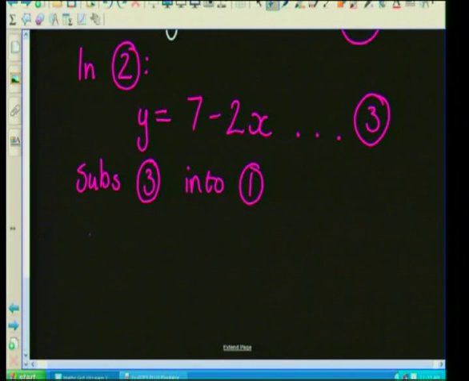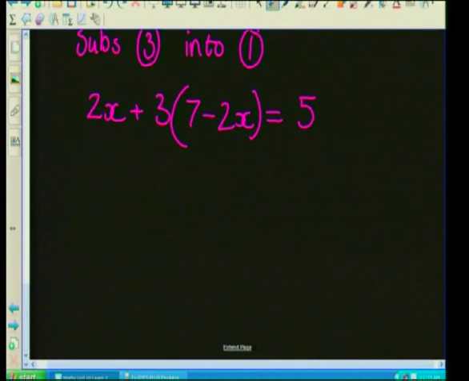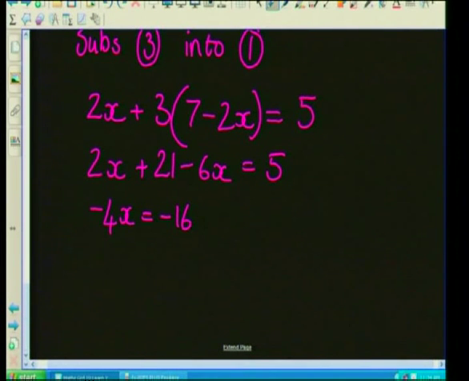Now, number 1 is 2x plus 3, and then in brackets 7 minus 2x, because that's where the y was, is equals to 5. So where the y was, I've replaced it with 7 minus 2x. I now multiply it out and solve for x. So 2x plus 21 minus 6x is equals to 5. And I have minus 4x on this side. And 5 minus 21 gives me minus 16, which means x is equals to 4.